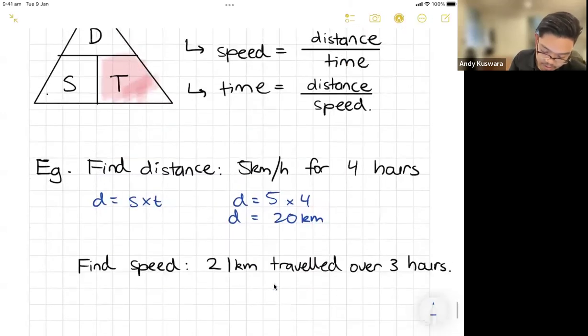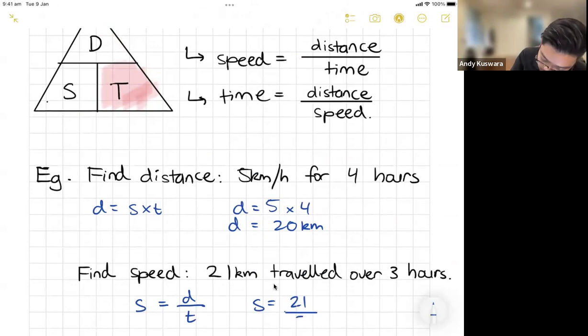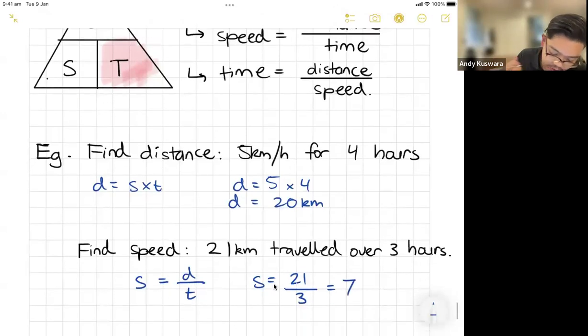Now for speed, what if I want to find the speed? If I travel 21 kilometers over 3 hours, how do I find speed? I know speed is distance over time. My distance is 21 kilometers, and my time is 3 hours. If you put that in the calculator, it just becomes 7. Because it's speed, it's going to be kilometers per hour. I'll circle the answers as we go.